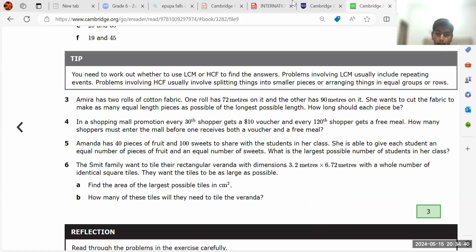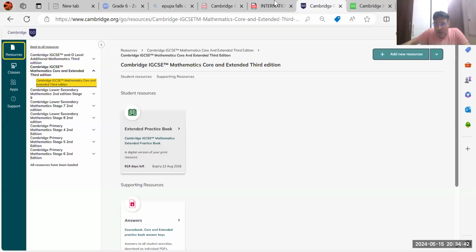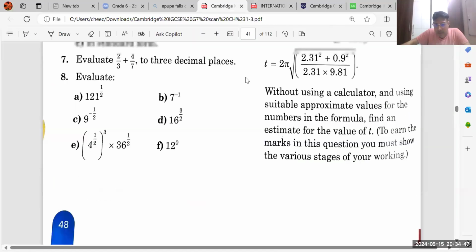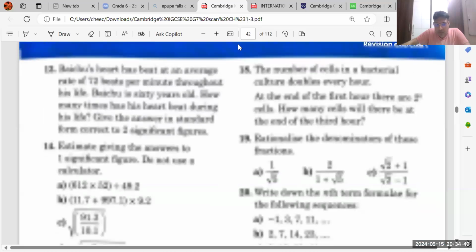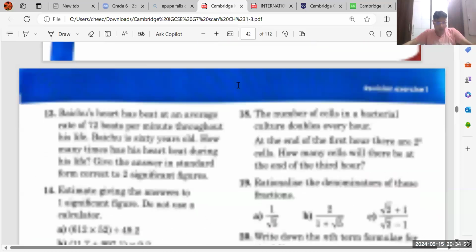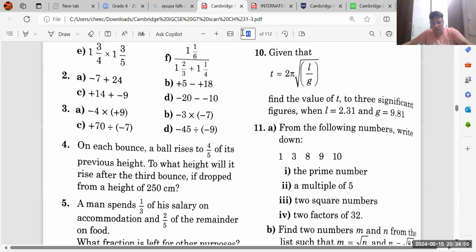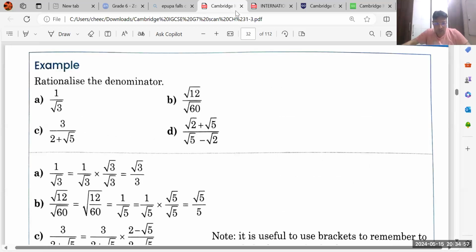Guys, this is a very good practice book. At least सब लोग ना workbook call कर लो. Which page is 1.7? 42? Rationalize the denominator.